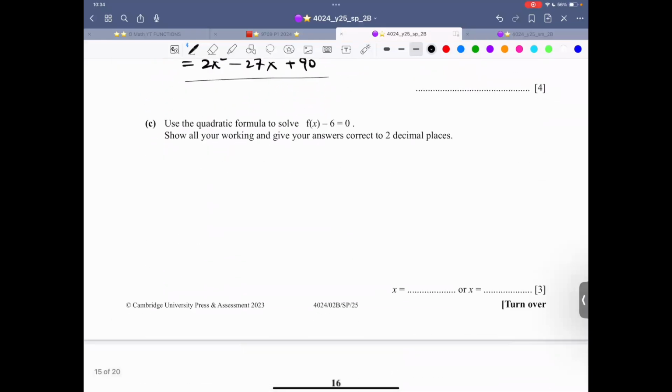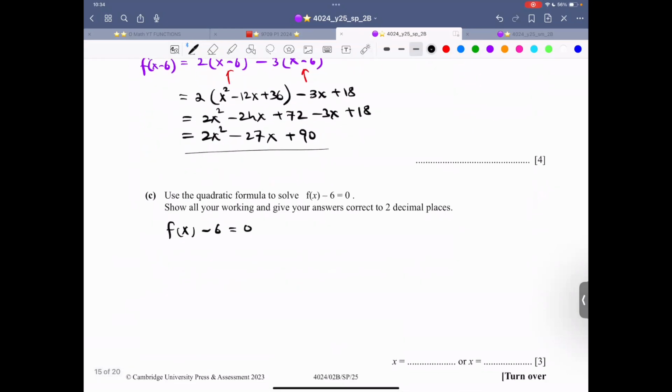Now let's move to this part. It's not over yet. Use the quadratic formula. Solve f(x) minus 6 equals 0. What is f(x)? 2x squared minus 3x. So 2x squared minus 3x minus 6 equals 0. A lot of people ask this question, when to use the quadratic formula and when to use factorization. In most cases we use factorization, unless you know the equation is not factorizable. If the quadratic equation is not factorizable, then you have to use the quadratic formula.